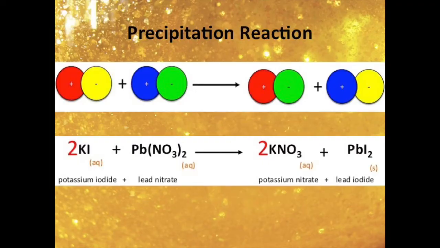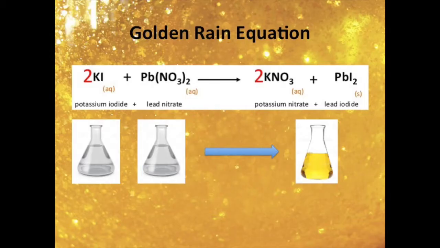This leads us to our second topic, precipitation reactions. The precipitation reaction that occurs to produce golden rain happens when, after a double displacement reaction takes place, one of the two resulting compounds forms an insoluble ionic solid called a precipitate. Now let's look at the actual equation from our experiment. We can see from this that the state of matter written after each compound, in this case PbI2 or lead iodide, is a solid. So why does this precipitate form?